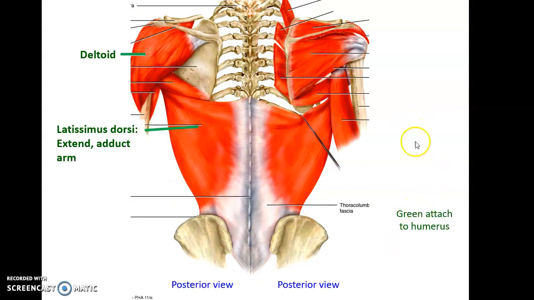All right, on the back side of the trunk of the body, we can see a better view of latissimus dorsi. It is a huge sheet of a muscle. And again, it attaches to the humerus and will extend the arm at the shoulder or adduct the arm.